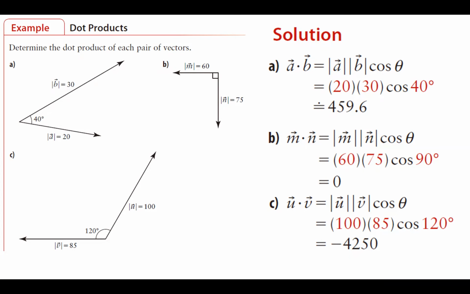So in question B, dot product of M and N equals 60 times 75 times cosine 90 degrees, which is 0. In question C, dot product of U and V equals 100 times 85 times cosine 120 degrees, which gives us negative 4250. Okay, any questions?